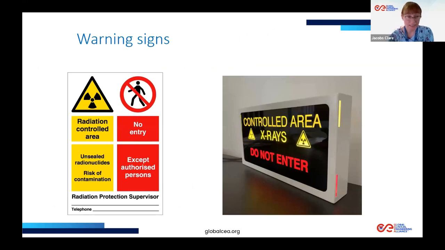In terms of the facility, we use things like warning signs and warning lights. The example on the left is a radiation warning sign to indicate the hazards present. We've got unsealed radionuclides, so liquid sources, and there's a risk of contamination. On the right hand side is the typical illuminated sign used outside the PET scanner room, and the do not enter sign lights up when the CT is being exposed.